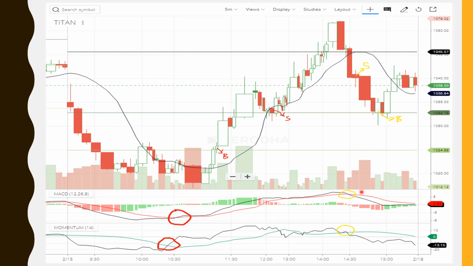This trade is also confirmed by MACD and momentum indicator once they cross over. So all of these indicators are suggesting to sell, so you can gain another 8 to 10 points.